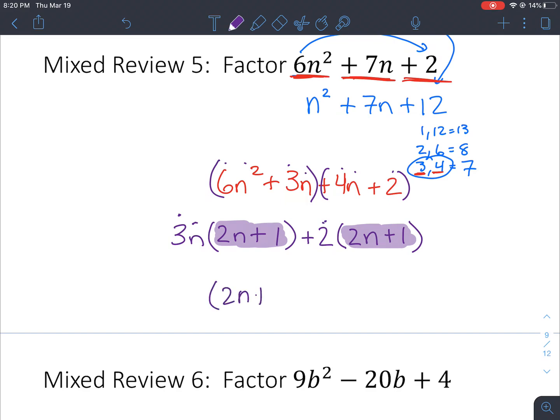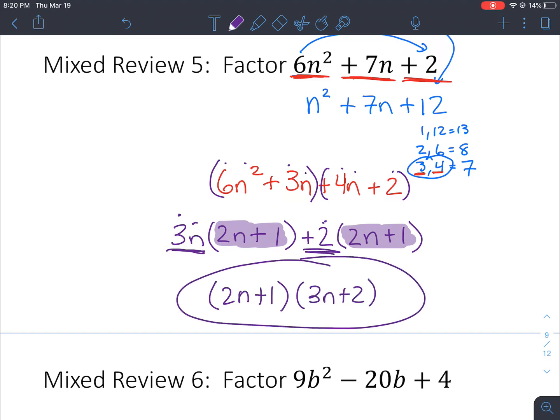So that ultimately becomes my first factor. 2n plus 1 is part of each of those. Now what's left over is what's on the outside, 3n plus 2. Okay, and there's our final answer.